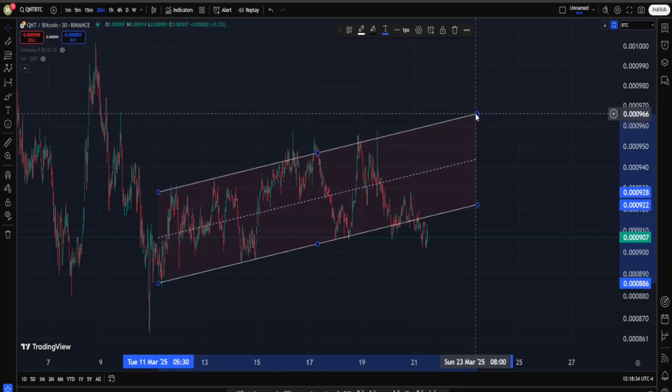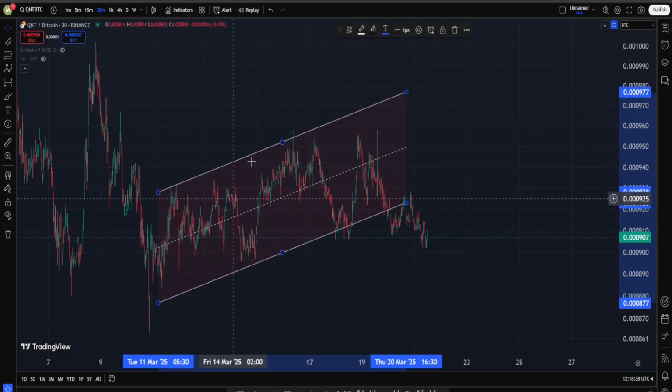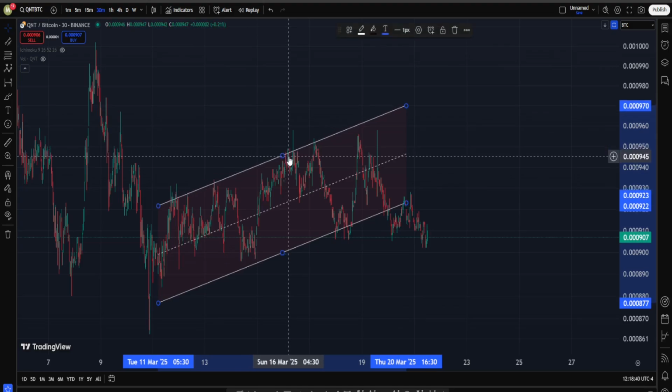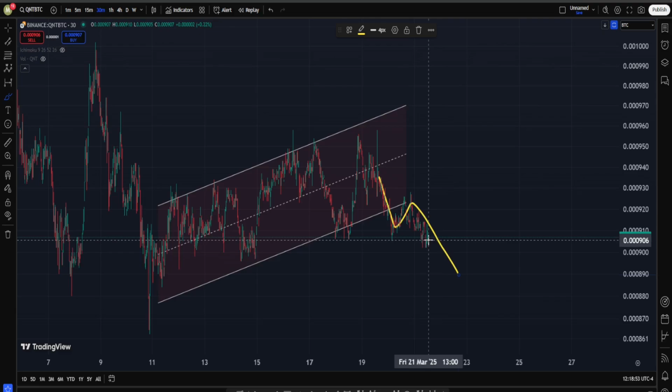There we go. And let's just adjust the lines. Sorry about that. Okay, something like this. And as you can see, what is happening right now, it seems like this may have been our initial break. We got a pullback, and now we may continue this move on the downside, which again, once more suggests in QNT, we are probably not going to see some strong price action soon.